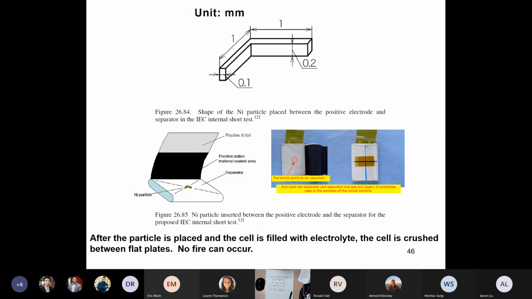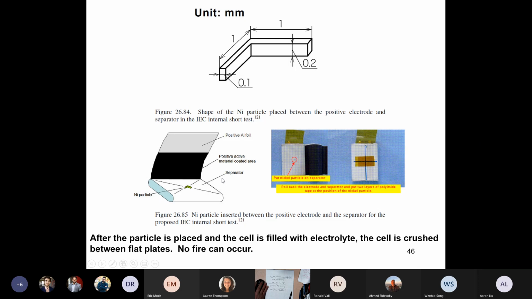We have just a few minutes left. Yeah, I wanted to just show you guys this particular test. This is a test that the Japanese Battery Association likes people to use. The International Electrotechnical Commission came up with this test. This is a test where you can probe the short circuit behavior of a cell. So you're trying to create an internal short.